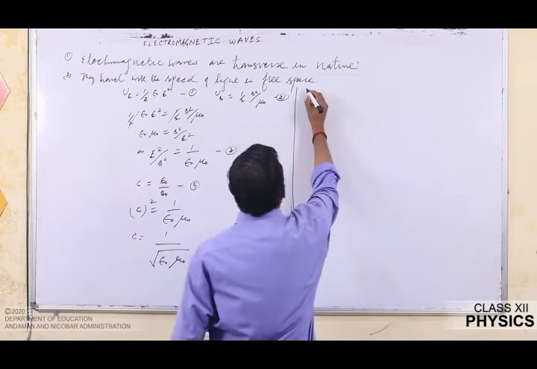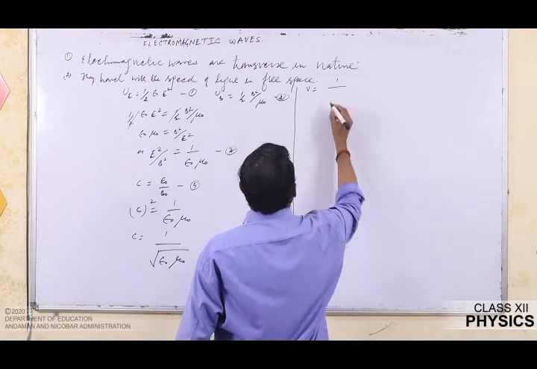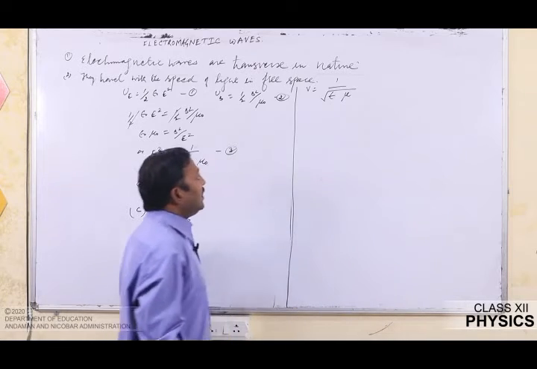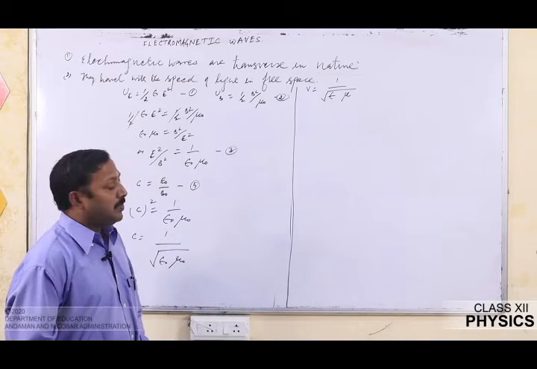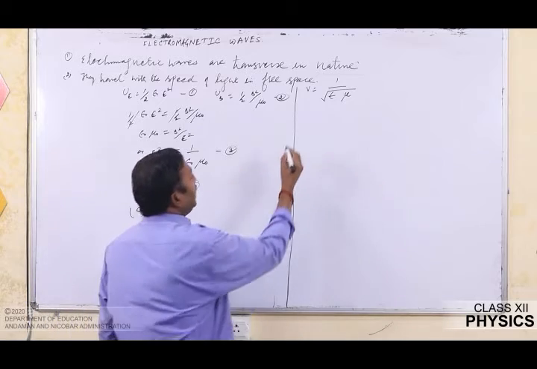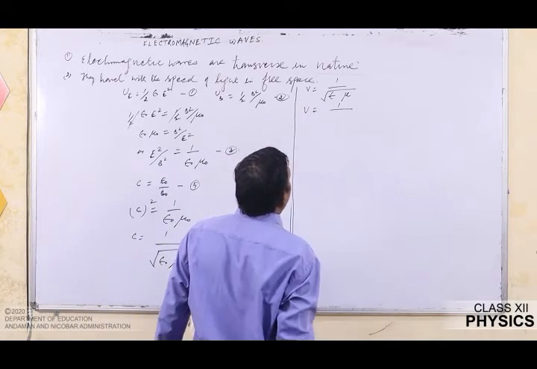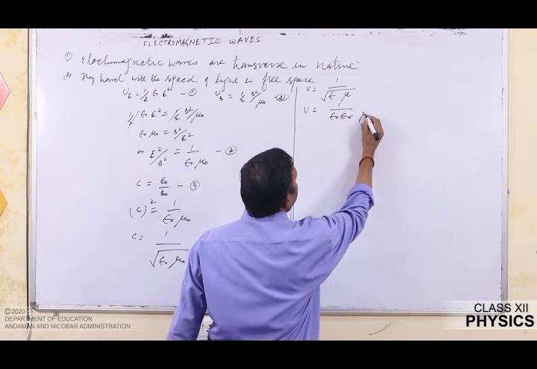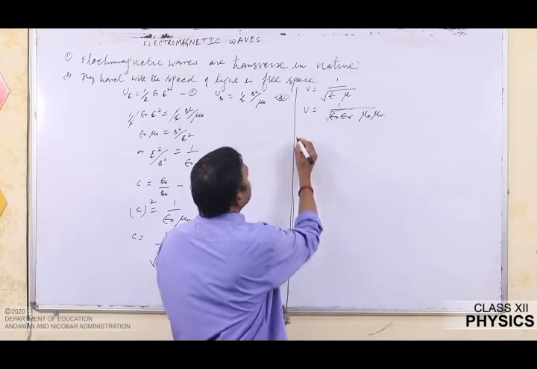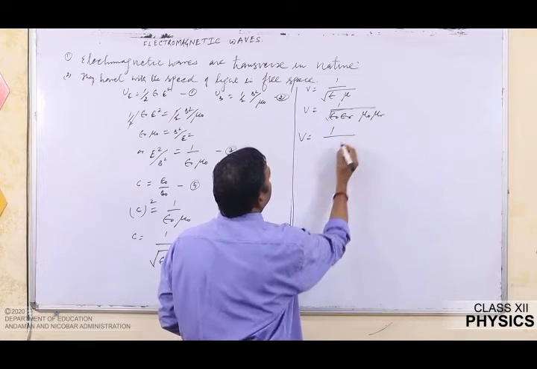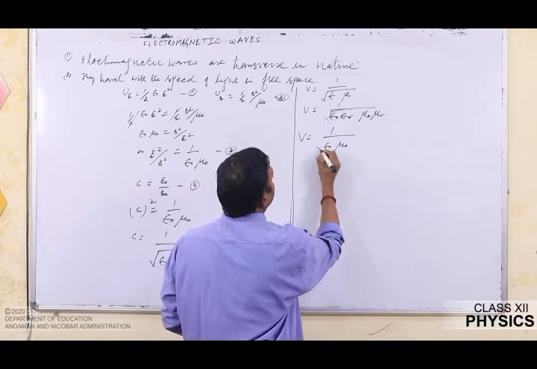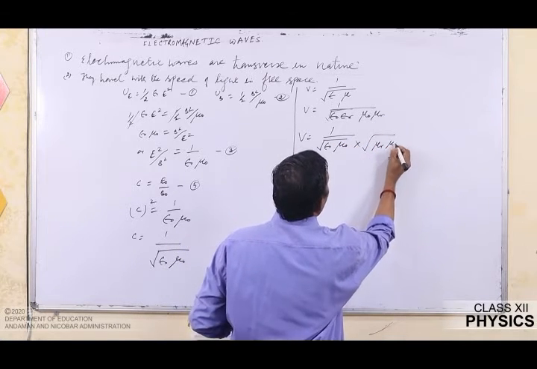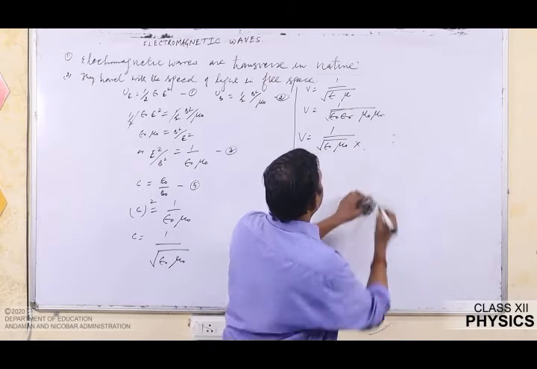So, V is given by 1 by root of epsilon mu, where epsilon is the permittivity of the space and mu is the permeability of the space. So, we know that epsilon is nothing but epsilon 0 epsilon r, and mu is nothing but mu 0 mu r. Further, this can be written as V is equal to 1 divided by under root epsilon 0 mu 0, multiplied by 1 divided by under root epsilon r mu r.